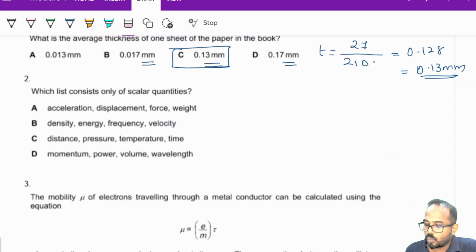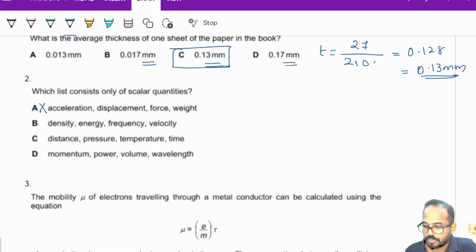Okay, next question. Which list consists only of scalar quantities? Only scalar quantities you need to check. These type of question, you need to check all the options. First you eliminate the wrong one, then finally you conclude your answer. Okay. Even you know that also, you check all the options. First one, acceleration, displacement, force, weight, all are vector quantities. So you cannot choose this option.